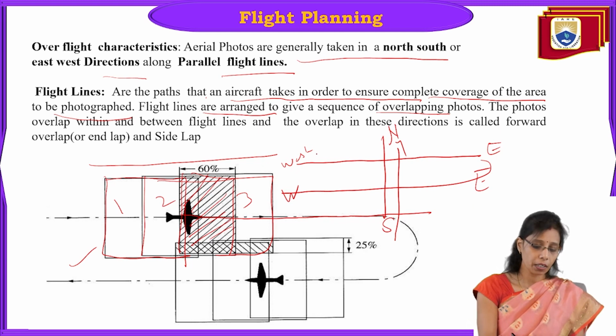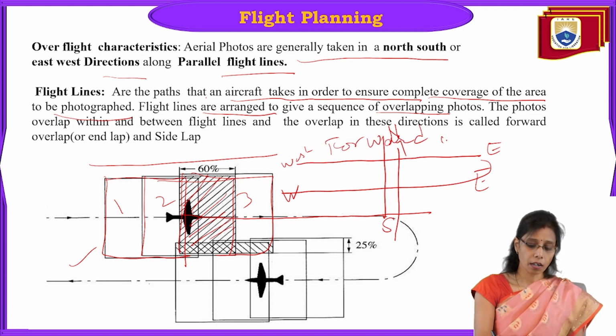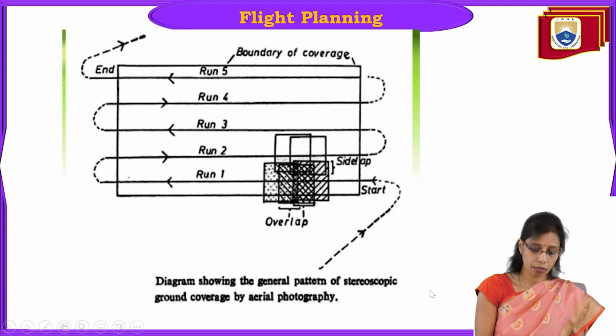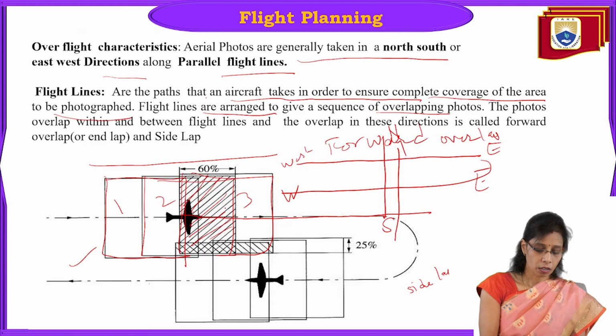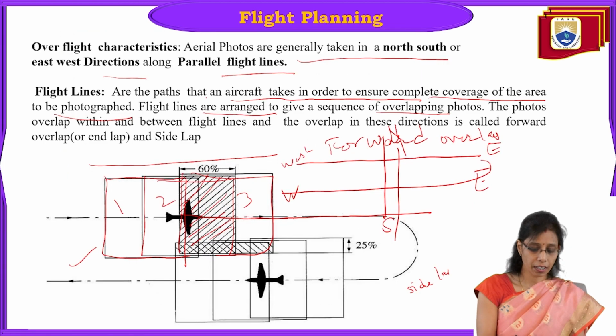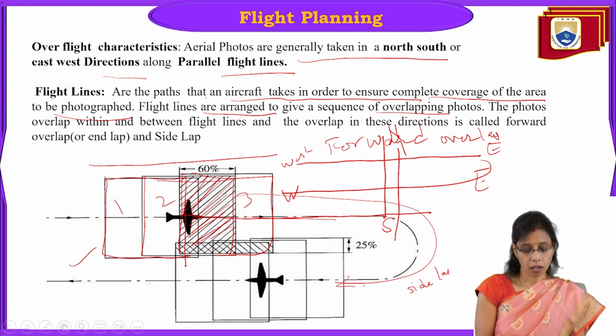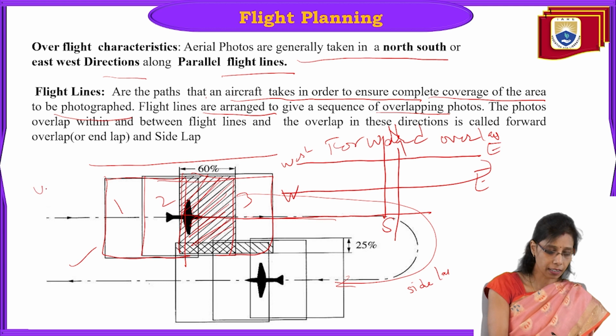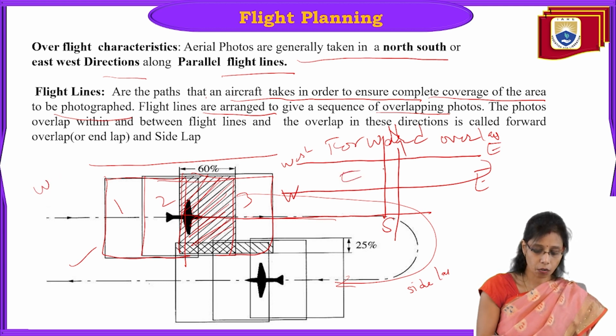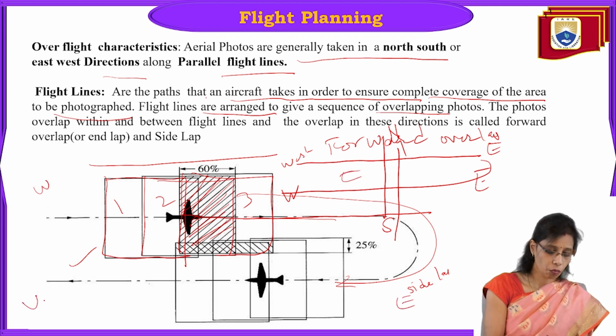Overlapping will be of two types: forward overlap, which we will understand in a later topic, and side lap. When the aircraft goes in this direction, it goes in a forward direction, so it keeps on clicking with forward overlap. When it comes back on return like this, it captures the images in the same way. Here it has started from west to east, and now it will go from east to west.